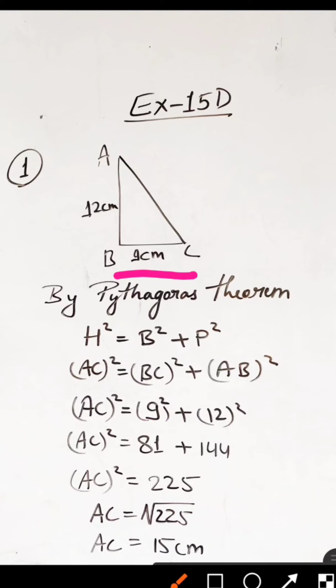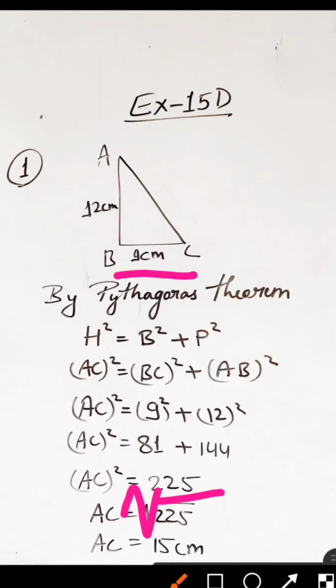Now in the next step we find the square of 9, which is 81. Square of 12 is 144. Now we add these, and it will be 225. To find the value of AC, we have to remove the square from AC. When we remove this square, it goes to the right hand side as a square root.